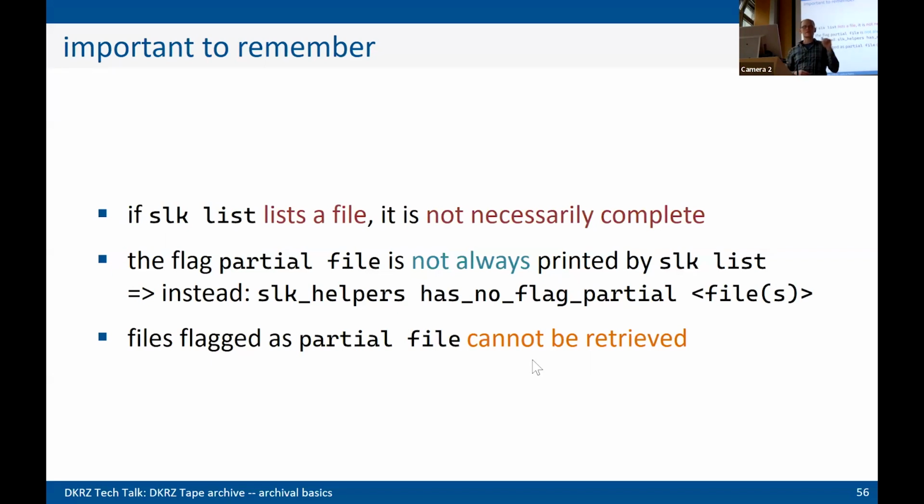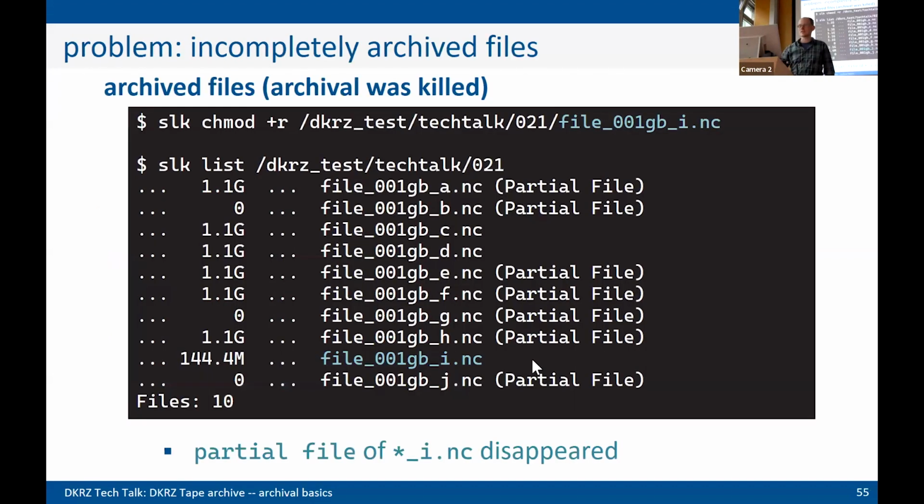HPSS works differently. There these files were not shown, but the philosophy of the StrongLink developers was that they want to prevent data loss, and therefore even if a file is only half archived, then at least the first half of the file is there. And if the original file is gone, then we can at least save the first part of the file. We can discuss whether that is reasonable or not, it depends on the file format. And the second point is that this partial flag is not always printed, so there might be a file which is actually damaged, like this 144 megabyte one, and this partial file info is not printed.